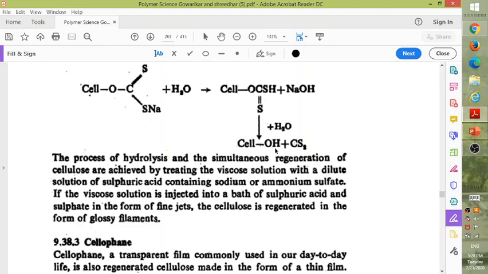So this viscose solution is a very unstable solution. That's why it needs further hydrolysis and we get cellulose. And this is a regenerated cellulose, of course, and that is why it is called rayon.